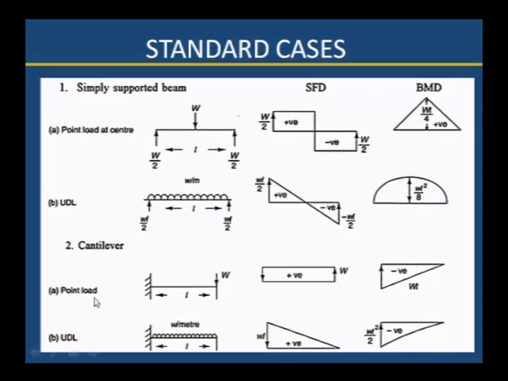For cantilever beam, if it is carrying a point load, the shear force diagram will be a rectangle, bending moment diagram will be a triangle with maximum bending moment WL. Then uniformly distributed load for cantilever beam, its shear force diagram will be a triangle and bending moment diagram consists of a parabola with maximum bending moment WL square by 2. These are the 4 standard cases what we discussed.